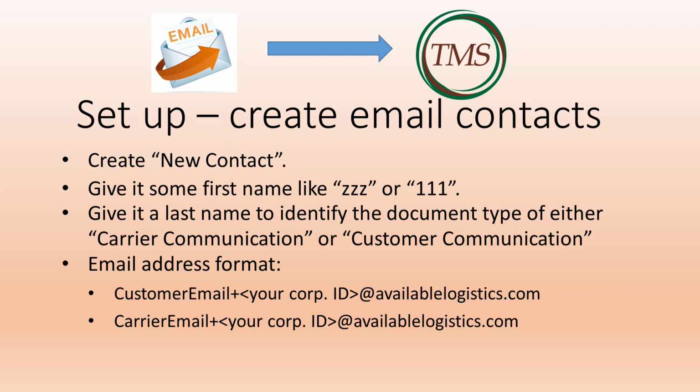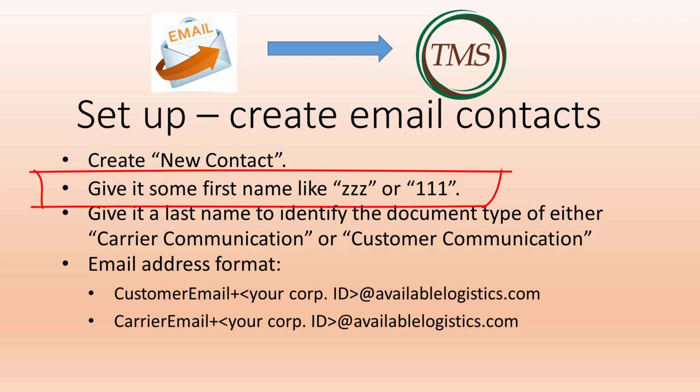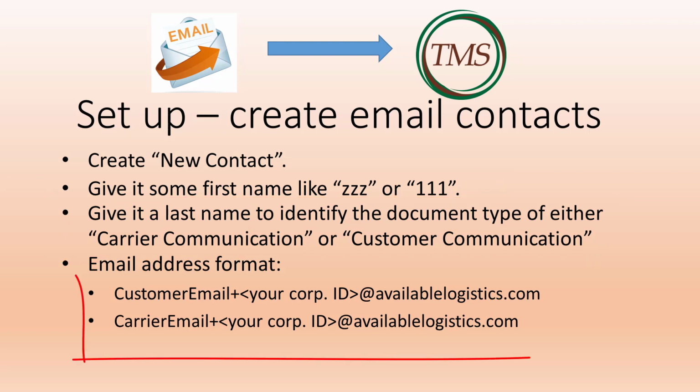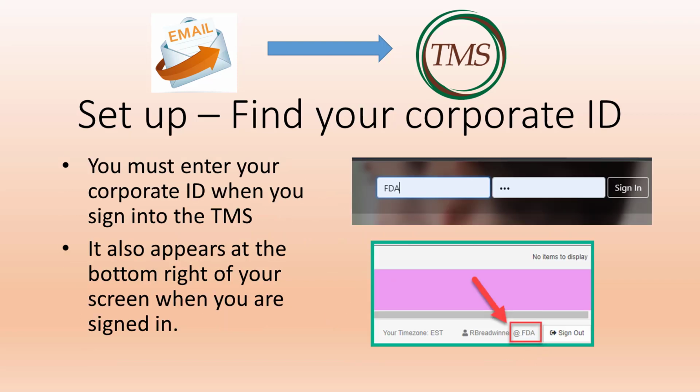The special email address is not straightforward, so I recommend you create a new contact for each of these two emails. Give it some first name like ZZZ or 111, something really easy. And give it a last name to identify the document type of either carrier communication or customer communication. Now, the email address format will be customer email plus your corporate ID at availablelogistics.com or carrier email plus your corporate ID at availablelogistics.com. The first thing you need to know is your corporate ID.